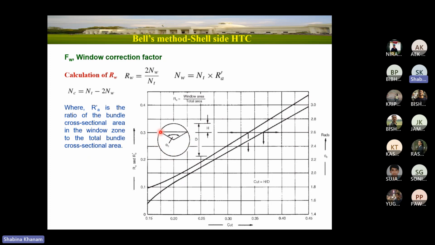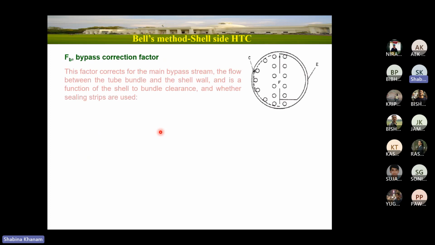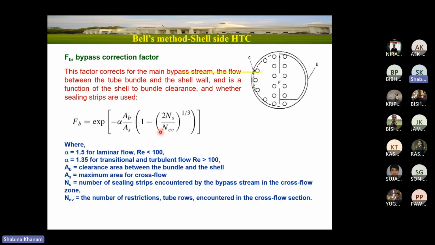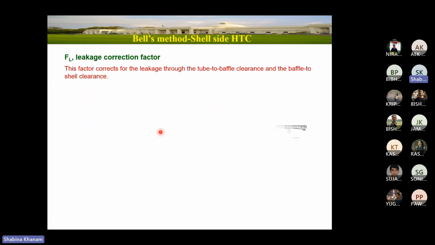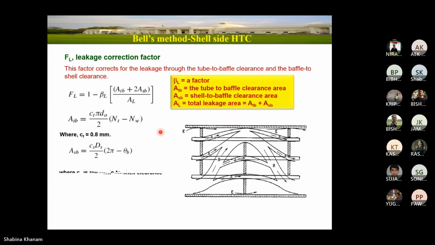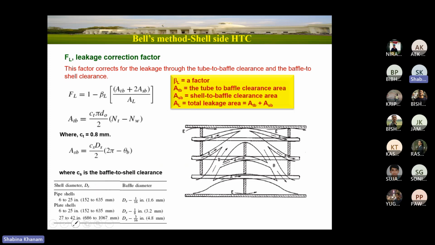2 pi minus theta b into ds is again the length of the periphery of the baffle, right, into CS by 2. CS is the baffle to shell clearance. CS by 2. And CS value you can see in this standard table which is available in volume 6. Shell dia I am having ds into baffle diameter.